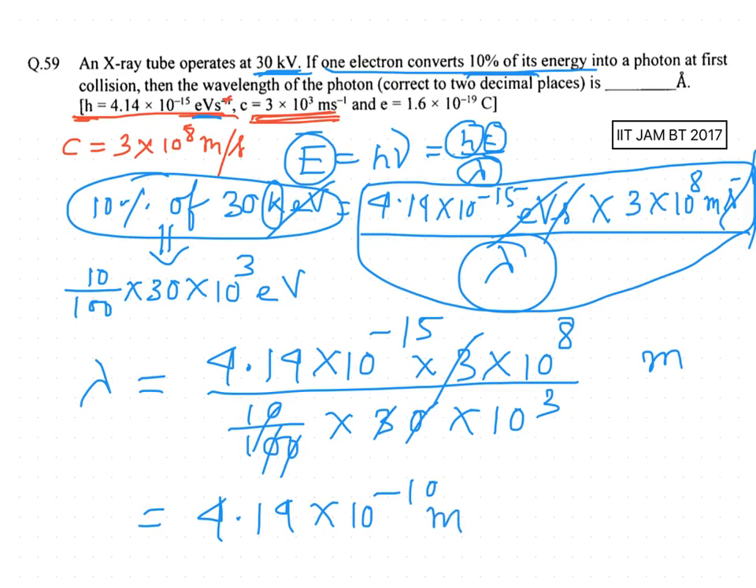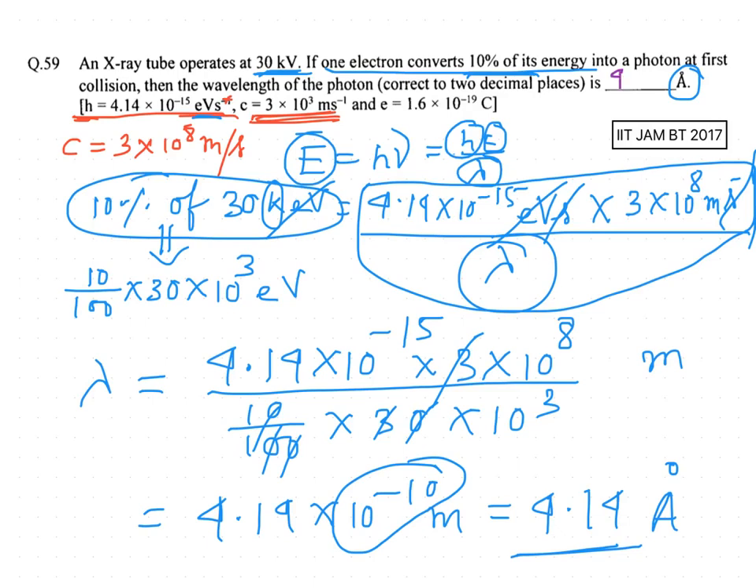We need to calculate it in angstrom. Angstrom is 10 to the power minus 10 meter, so 4.14 angstrom. So our answer is 4.14. This is our correct answer.